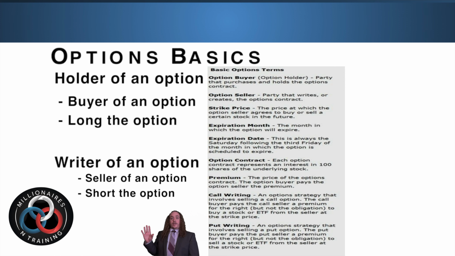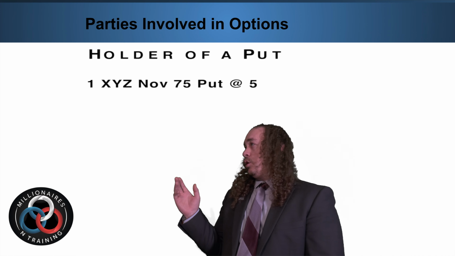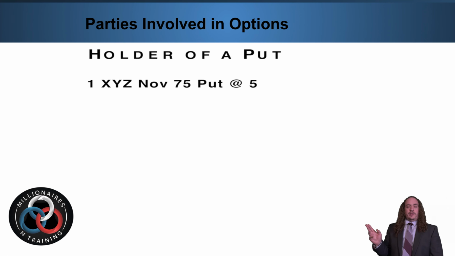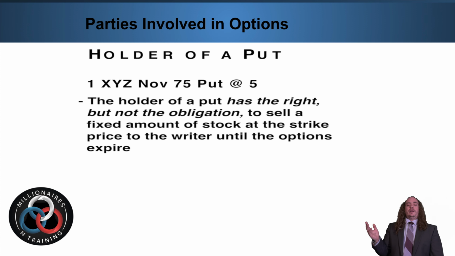So let's start out by looking at a put. We have the following example. We have 1 XYZ November 75 put at 5. Remember that there's two parties involved with this, and we're going to start out by looking at the holder. The holder of a put has the right, but not the obligation, to sell stock to the writer at the strike price. To use the jargon of Wall Street, the holder has the right to put it to the writer. Under the terms of this option, that would be 100 shares of XYZ at 75.